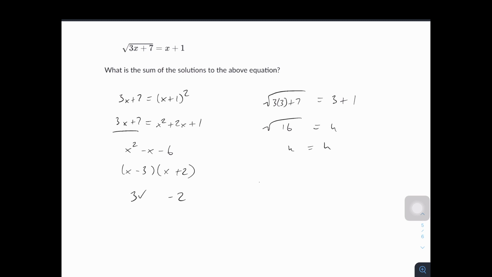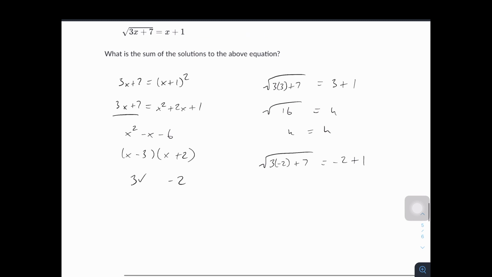And now let's check negative 2. So square root of 3 times negative 2 plus 7 is equal to negative 2 plus 1. And we get negative 6 plus 7, which is 1. And negative 2 plus 1 is negative 1. The square root can never equal a negative number, so negative 2 is not a valid solution. So 3 would be our final answer, since that's the only solution.